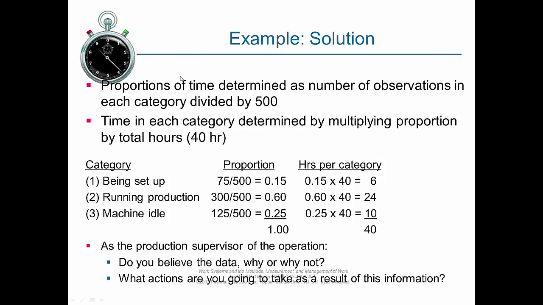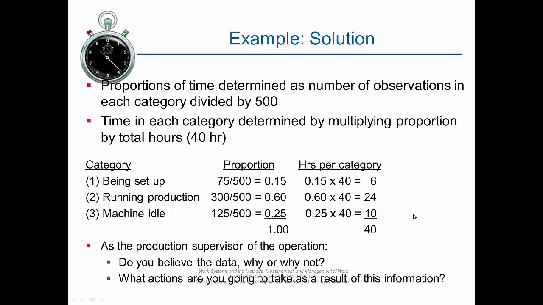Let's go and look at the next page. We have the information here. As I said, proportions are determined by taking the number of observations for that category and dividing it by the total number of observations across the study. Being set up, the proportion or p-value is 75 divided by 500, which is 15%. For running production, 300 of the 500 observations were running production, that's 60%, and the machine was idle 125 of the 500 observations, 25%, and that totals up to 100%.